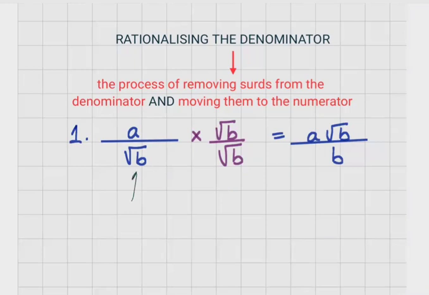So we have successfully removed the root from the denominator. Take a look at how we started. We started with a over root b. We had a root in the denominator. Now, all I have is just a b. So the denominator no longer has any roots, no more surds. But that surd now appears in the numerator, and that's pretty fine. We can have fractions with roots in the numerator, but not in the denominator. So this is your first case scenario.